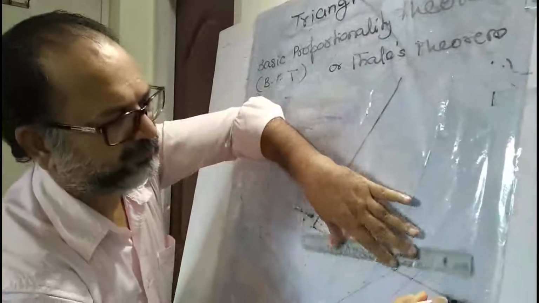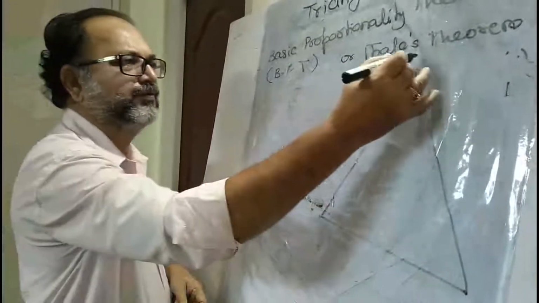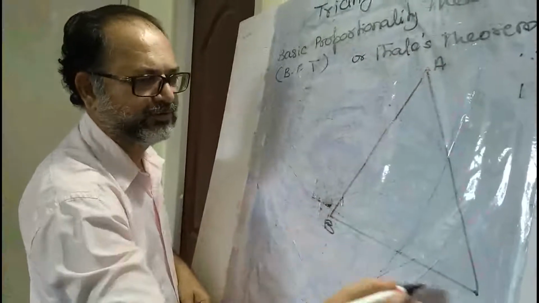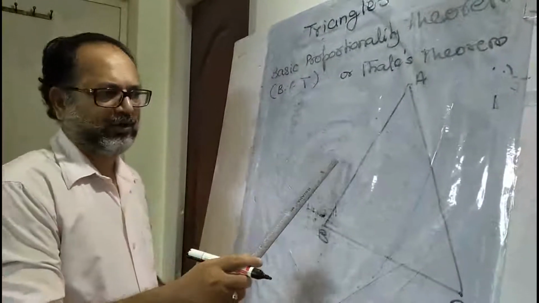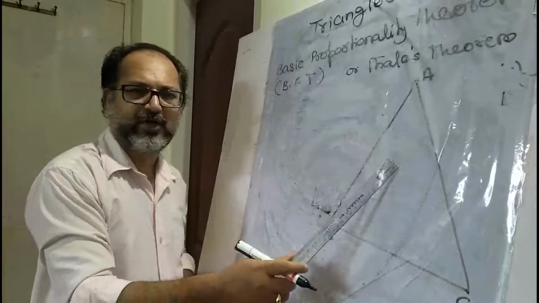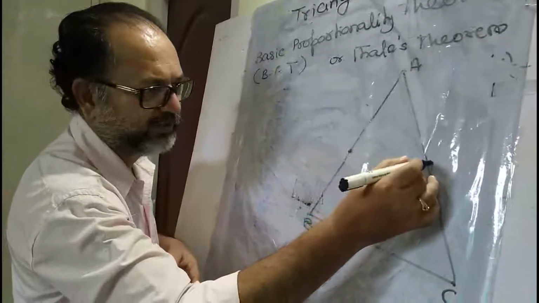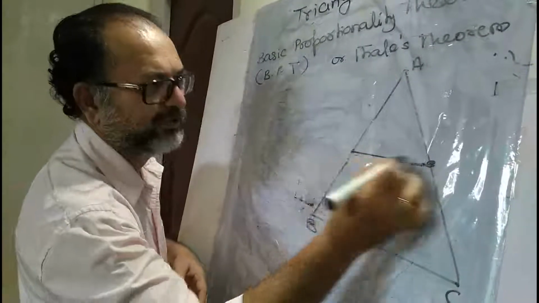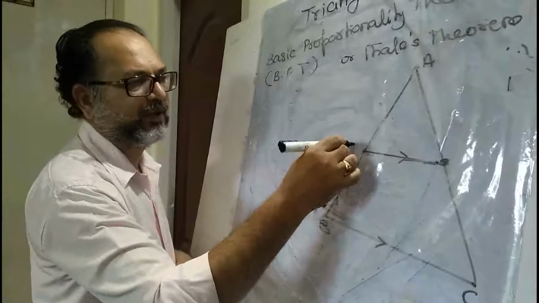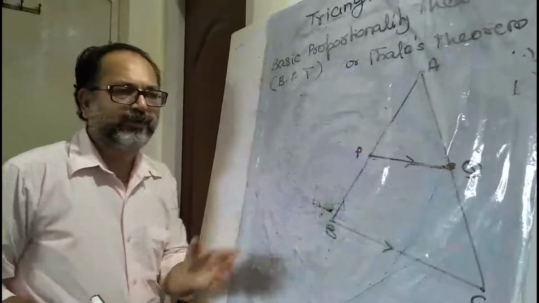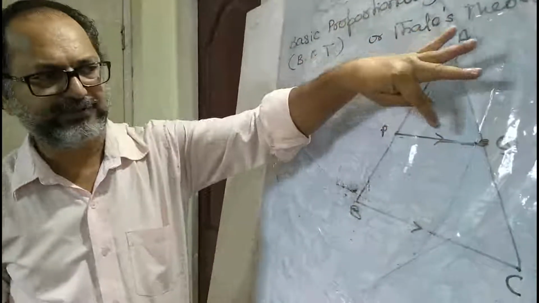If this is a triangle, say A, B, C, the theorem says that if I draw a line intersecting two sides of this triangle and parallel to the third side, if I join 2 points on these two sides such that this segment joining these 2 points is parallel to this third side, suppose this is PQ.